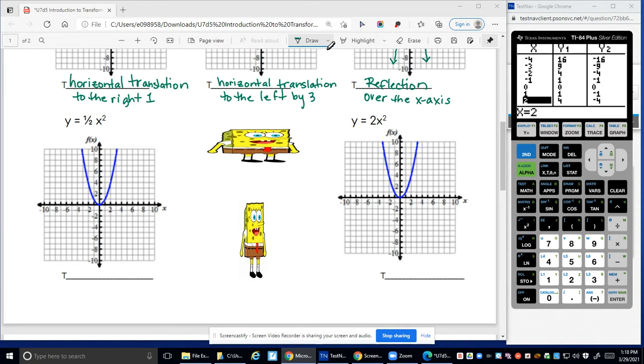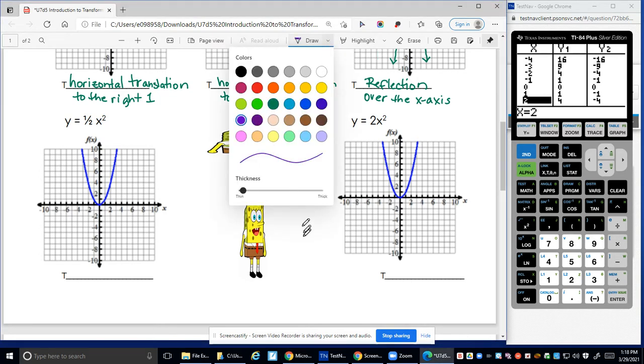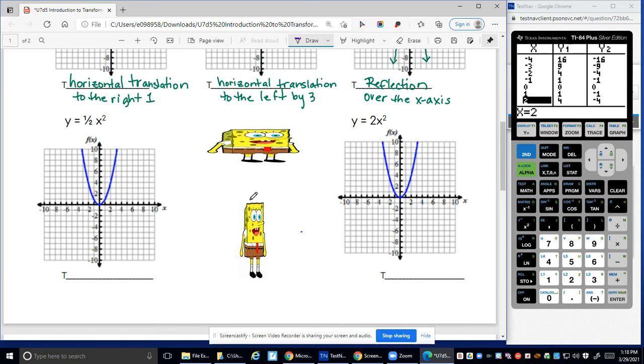Compression and stretch. I tend to think about it like this little squishy SpongeBob kind of thing. If I pull on him and I stretch him out, he gets really tall and skinny, right? This is what I would call a vertical stretch. And I think of him as tall and thin.